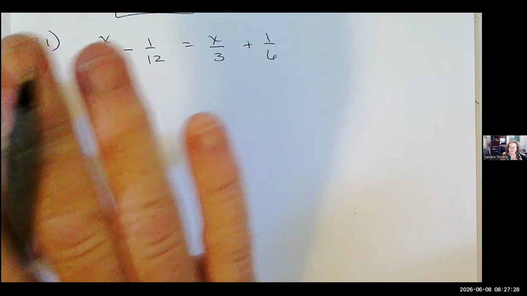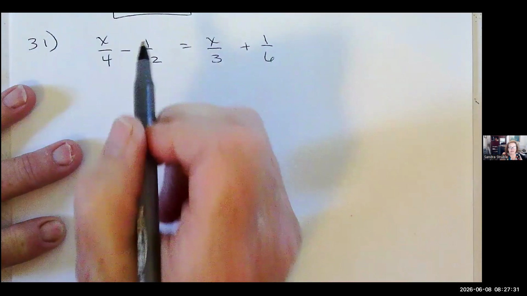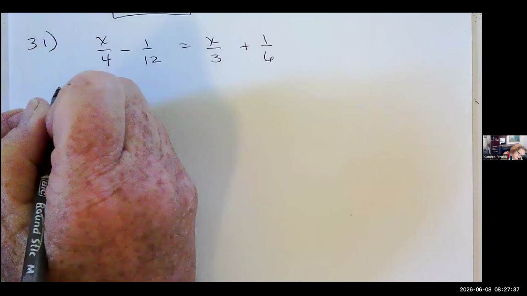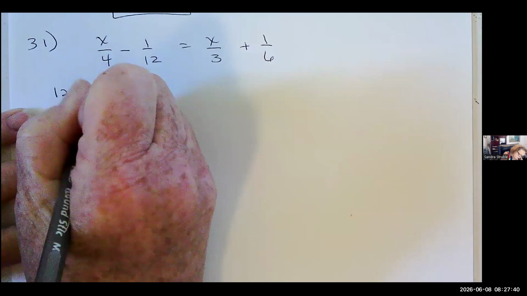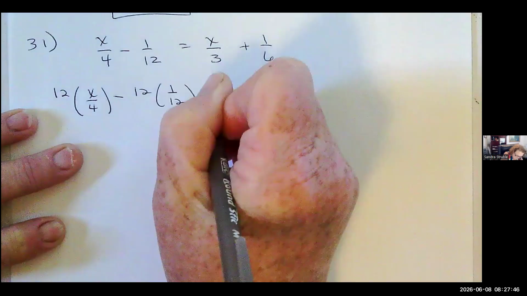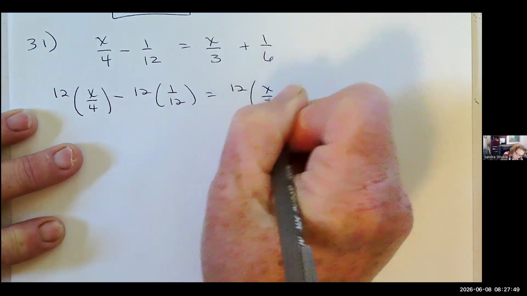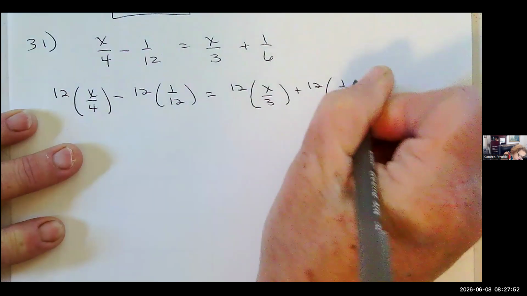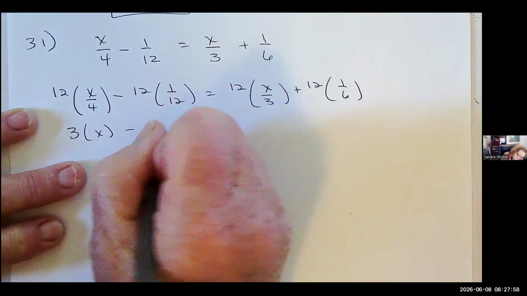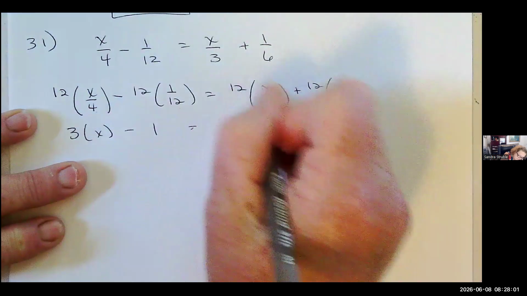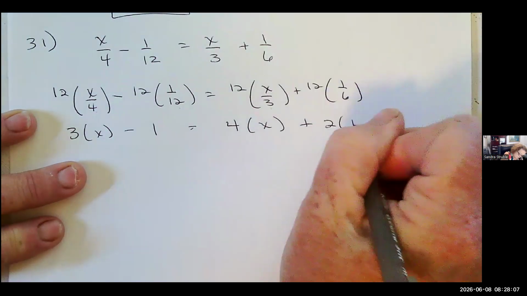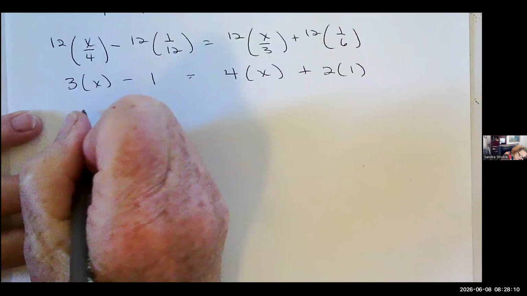4 goes into 12, 12 goes into 12, 3 goes into 12, and 6 goes into 12. They all divide evenly into 12. So 12 is going to be our lowest common denominator. So multiply every stinking term by 12, and reduce. 12 divided by 4 is 3. 12 divided by 12 is 1. 12 divided by 3 is 4. 12 divided by 6 is 2. All right. So 3x minus 1 equals 4x plus 2.